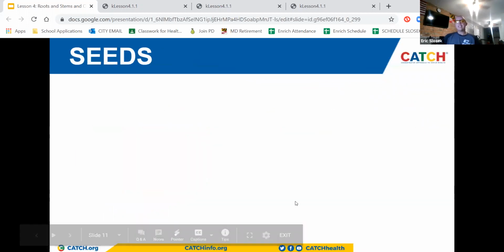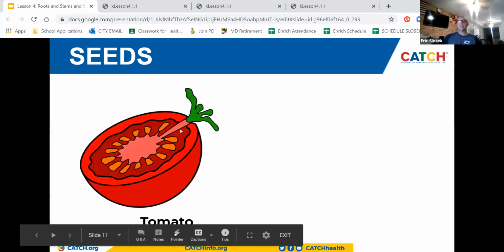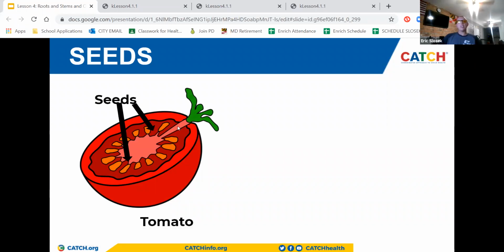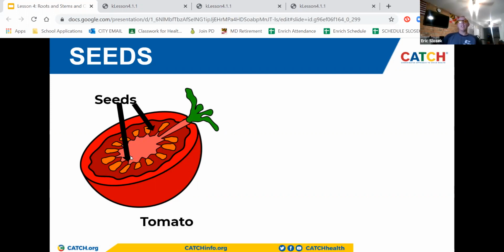Now, the seeds, when we take that same tomato that we were just talking about and cut it open in half, the seeds are actually inside of that tomato. So even though the tomato itself was a fruit of the tomato plant, the seeds of the tomato are located inside of it.